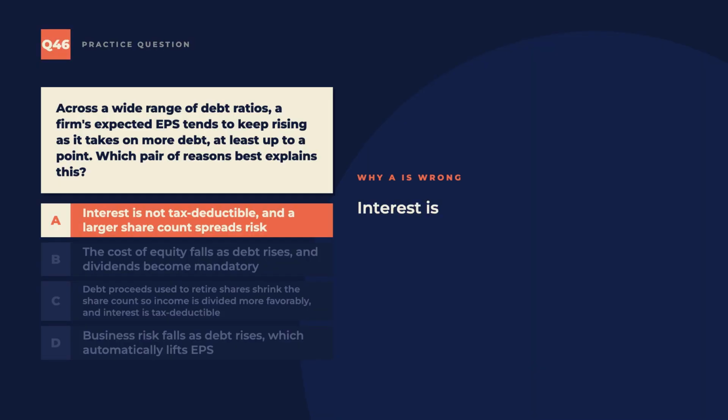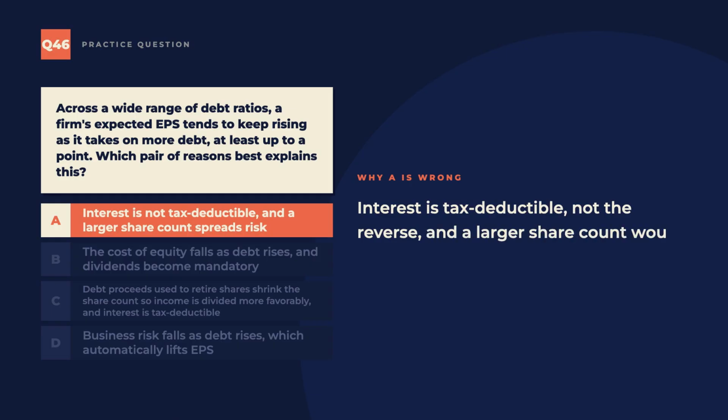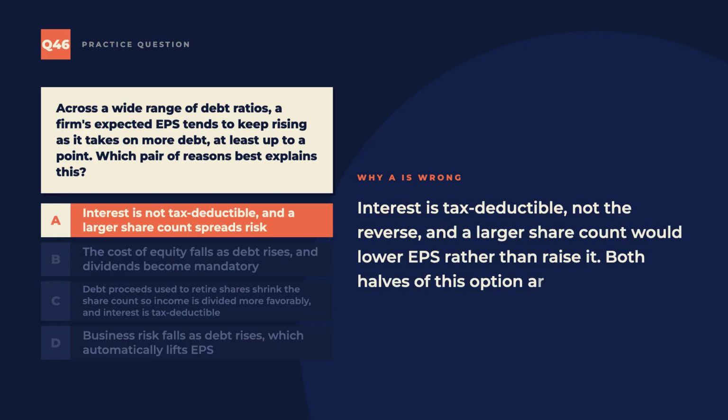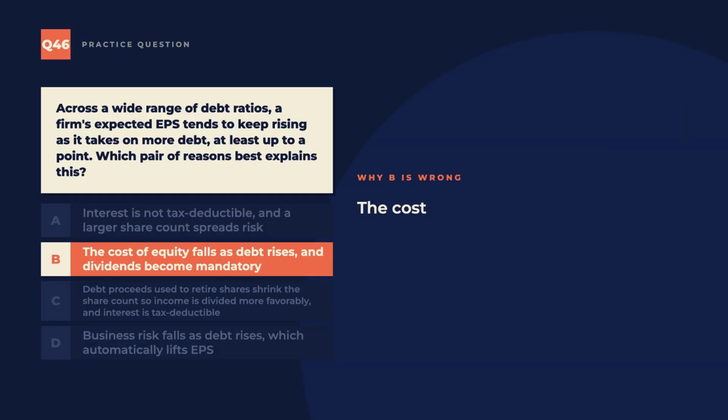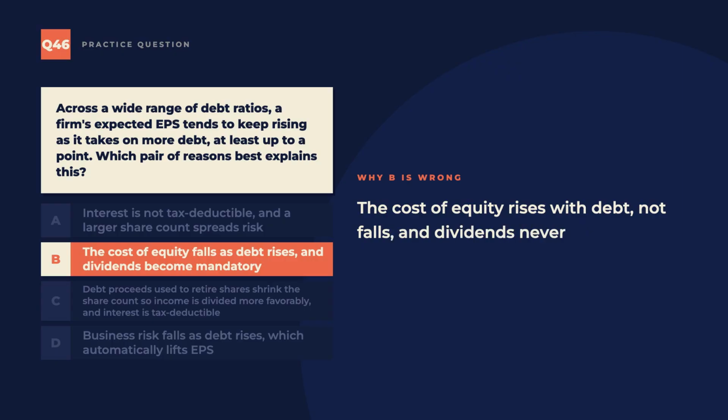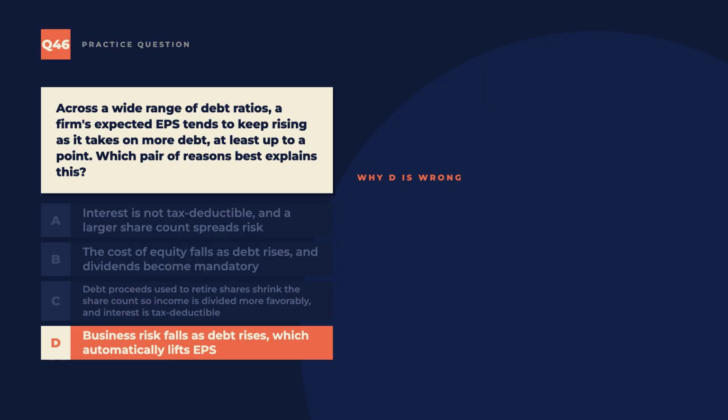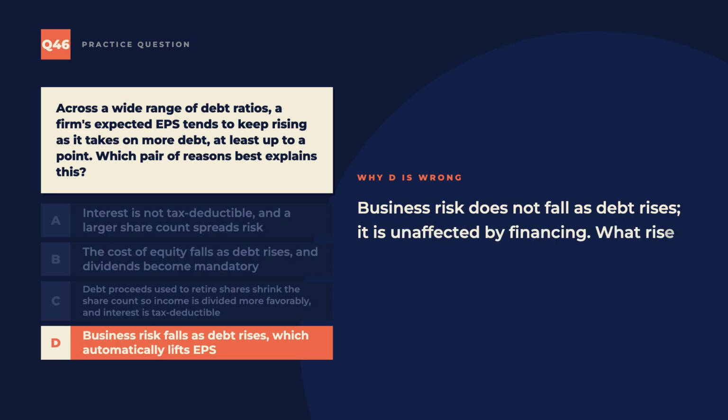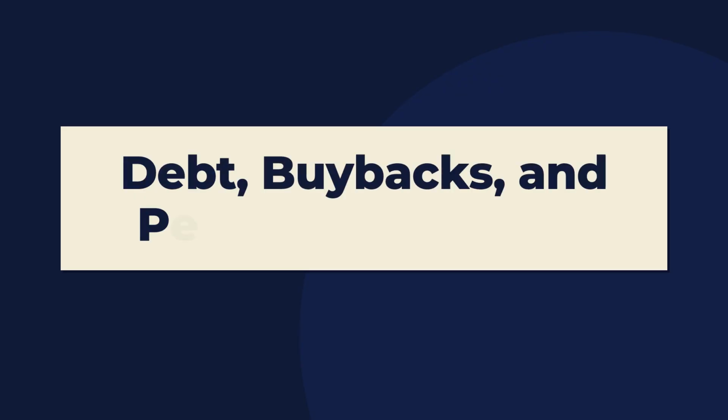A is wrong because interest is tax deductible, not the reverse, and a larger share count would lower EPS rather than raise it. Both halves of this option are wrong. B is wrong because the cost of equity rises with debt, not falls, and dividends never become mandatory. Neither claim explains rising EPS. D is wrong because business risk does not fall as debt rises. It is unaffected by financing. What rises with debt is financial risk, so this reasoning is incorrect.